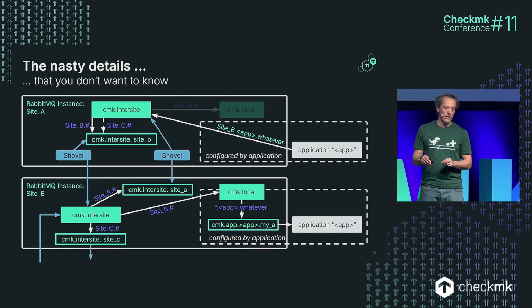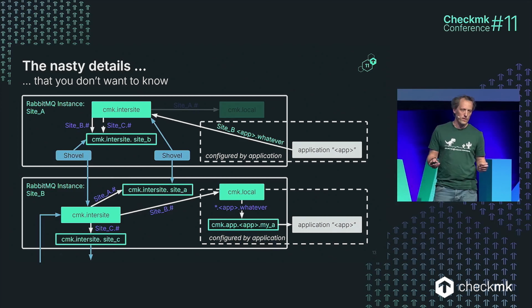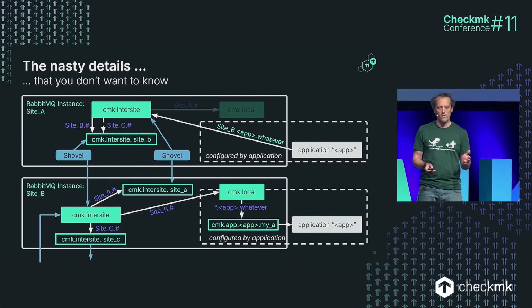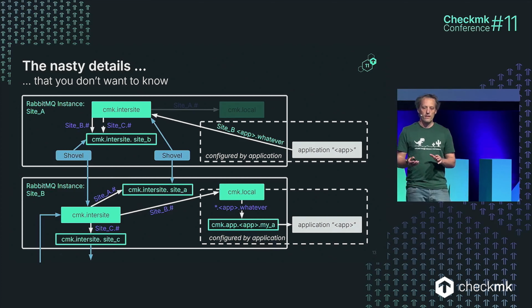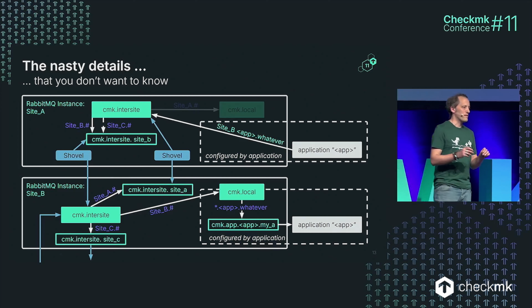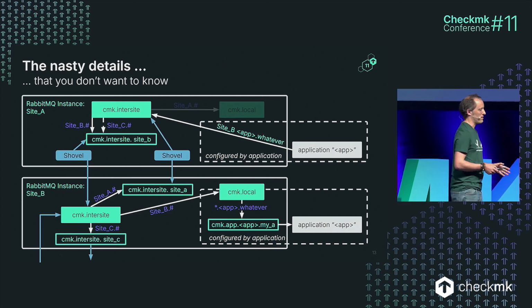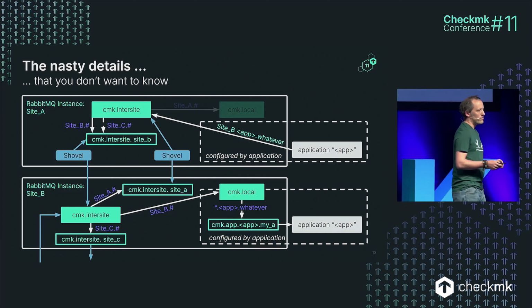Whether it's locally on the site or in between sites, RabbitMQ communicates via mTLS only. So that's encryption, authorization, and authentication covered. The application publishes the message to the Checkmk Intersite exchange. An exchange, don't worry, is a thing inside the RabbitMQ instance, and that thing knows about the routing.